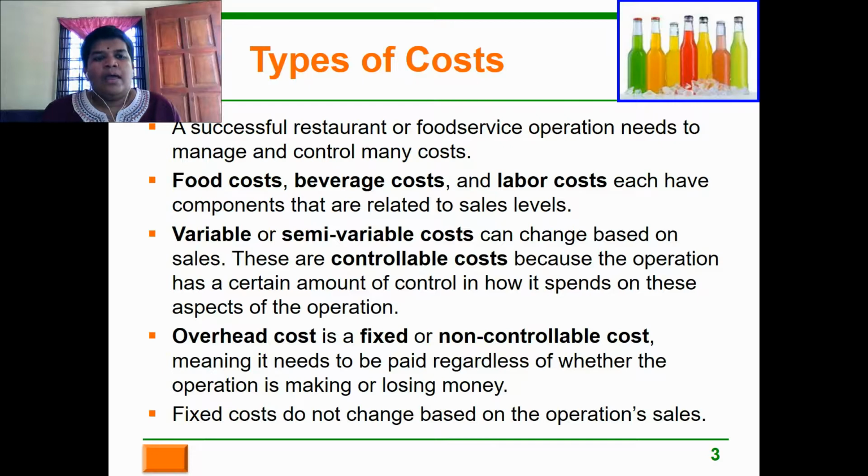Then we look at overhead cost. Overhead cost is a fixed or non-controllable cost, meaning it needs to be paid regardless of whether the operation is making money or losing money. So you cannot control this. You have to pay. For example, rental for the premises, you have to pay. So that is called an overhead cost or fixed cost or uncontrollable cost. Fixed costs do not change based on the operation's sales.